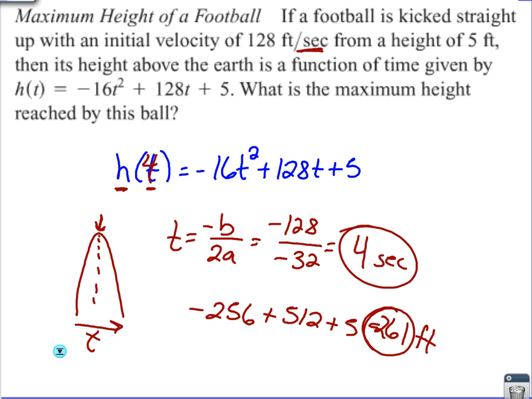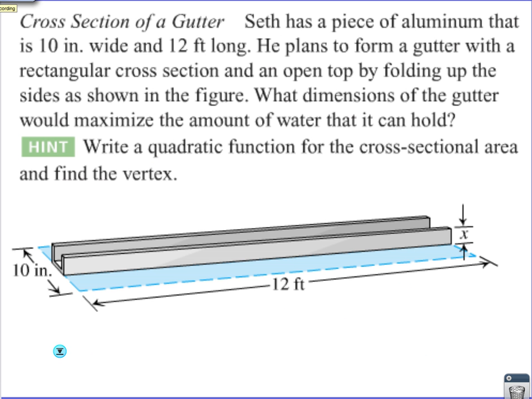Any questions? A sheet of aluminum that is 10 inches wide and 12 feet long. He plans to form a gutter with a rectangular cross section and an open top by folding up both of its sides. So it kind of shows you a picture. If the aluminum was laid flat, he's going to fold these sides up to form a gutter. What dimensions of the gutter would maximize the amount of water that it can hold?